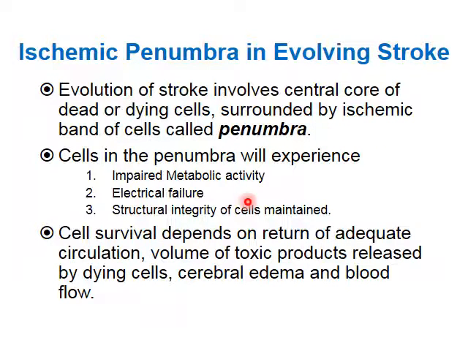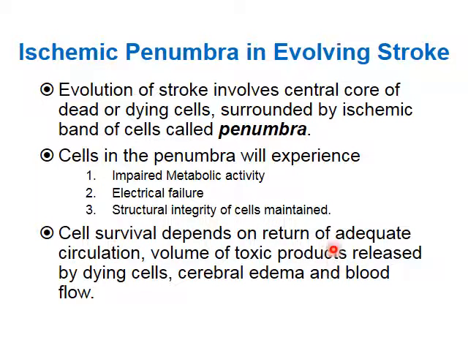So those cells that are outside of the core will suffer the following. They will suffer impairment of metabolic activity. The longer they go without full oxygenation, the more impaired metabolic activity there will be. Then that will lead to electrical failure, and that electrical failure would also lead to the cells dying. Structural integrity has to be maintained. The cells pop, blow up, whatever. They die because of the impaired blood flow and impaired metabolic activity.